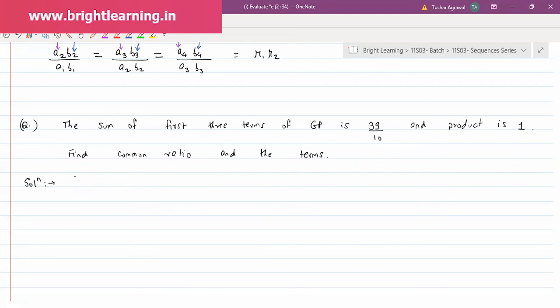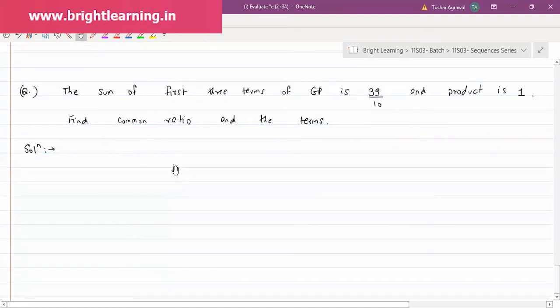Yes, sir. Sir, R value 5 by 2 and 2 by 5 I am getting, sir. Yes, correct it is. Two different sequences, the two different common ratios, but the sequence is the same only. It's just the forward order and the reverse order. Yes, sir. 1 minute, sir. Terms also I will find out, sir.